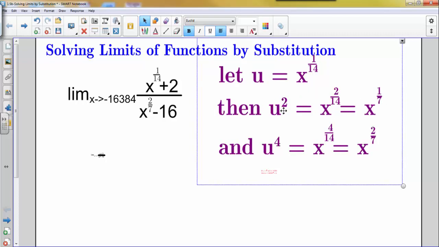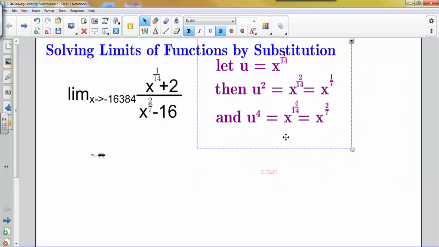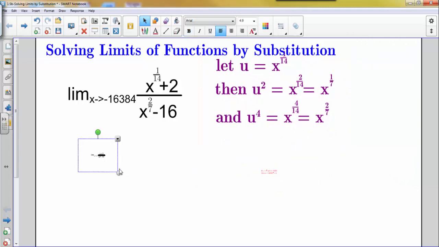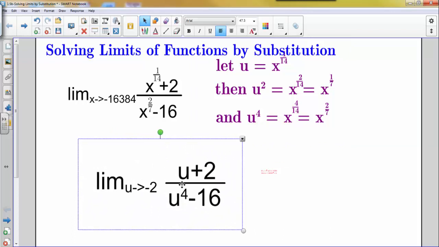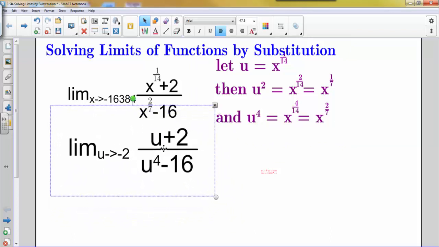Then u squared is x to the 2/14, which is x to the 1/7, and u to the 4th is x to the 4/14, or x to the 2/7. And so we are now able to represent this term and this term as u and u to the 4th. And it's going to make for a much nicer looking equation than the one that we were dealing with initially. This looks like a question I should be able to solve.